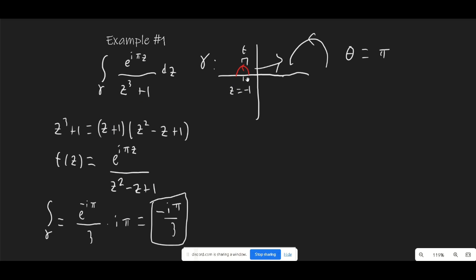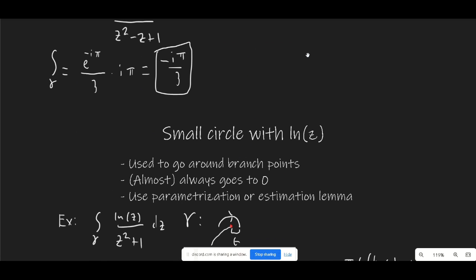Now, clearly we're going to have a pole here, because if you plug in z equals -1, you get 0 on the bottom. So when we factor everything, we get that f of z is going to be equal to e to the i pi z over z squared minus z plus 1. And then all we have to do is plug in our formula. So remember, it's going to be i times theta times f of z0. In this case, z0 is -1. So i times theta is just going to be i times pi, and f of z0 is going to be e to the -i pi all over 3. So overall, our answer is going to be -i pi over 3. And you can see that in one of my recent videos.